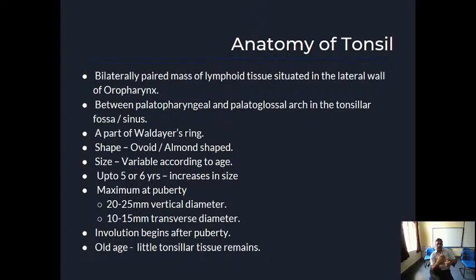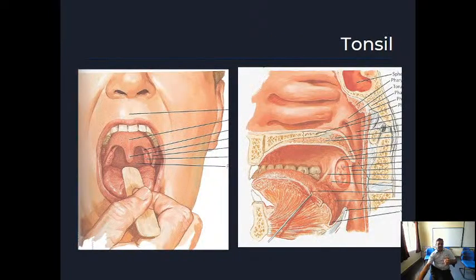So the anatomy of these tonsils: these are paired lymphoid collections which are between the palatoglossus muscle and the palatopharyngeus muscle, and they are variable in size. This is how you take a tongue depressor and then say this is the tonsillar tissue, the palatine tonsil.